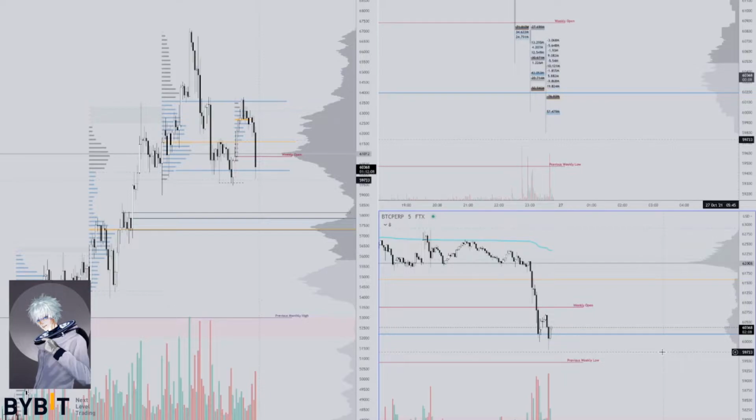Patience. You can scalp in and out of here 1,000 times, but that'll kill you on fees if you don't know exactly what you're looking for. And right now we haven't really confirmed one way or another that this level is going to hold or it's not. So we'll stay patient.